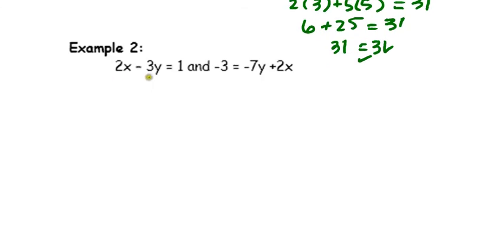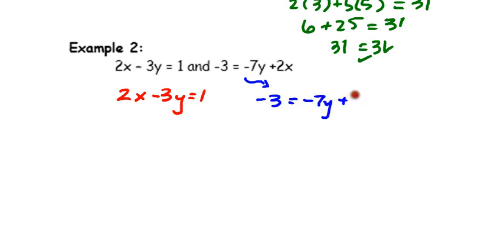Here I've got 2x minus 3y equals 1. I'm just going to rewrite this down below here. 2x minus 3y equals 1. And this blue equation I'm going to write beside it over here is negative 3 equals negative 7y plus 2x. So this isn't necessarily yet in standard form. If it's in standard form, it will be the x term first, then the y term equals the constant. This blue term is backwards.